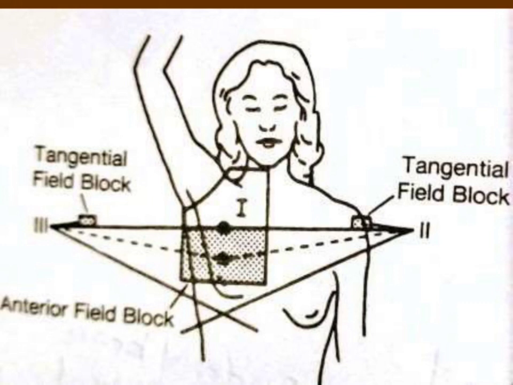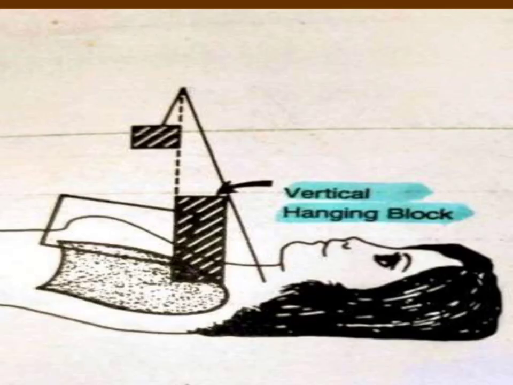This is the tangential field blocks which we used. The half beam block rules out the high lung dose, and also decreases the penumbra and dose inhomogeneity at the junction.